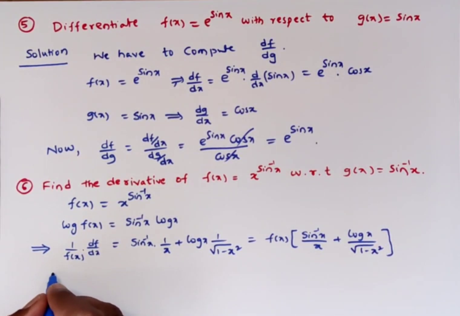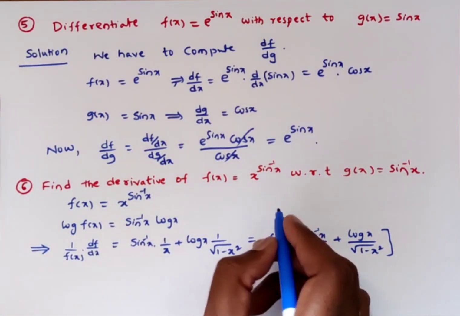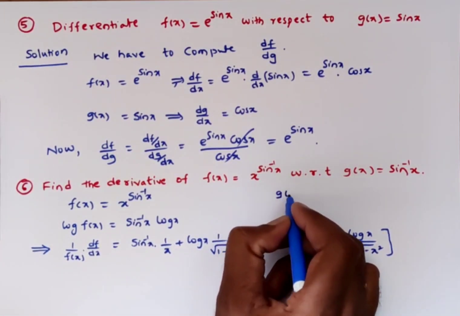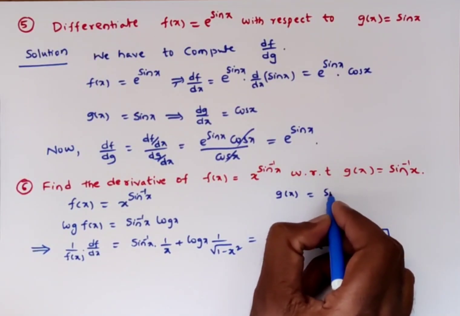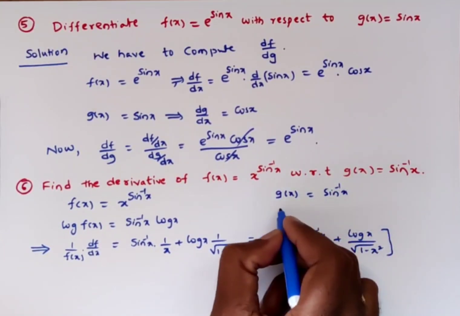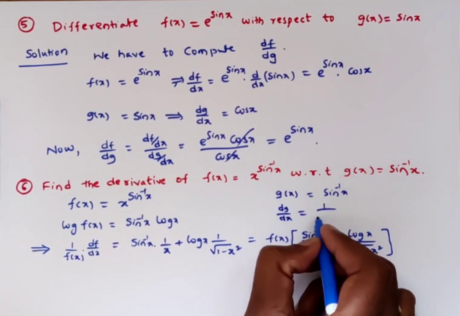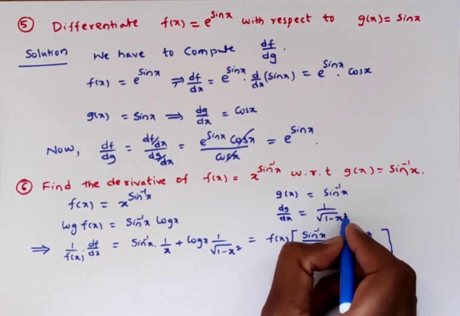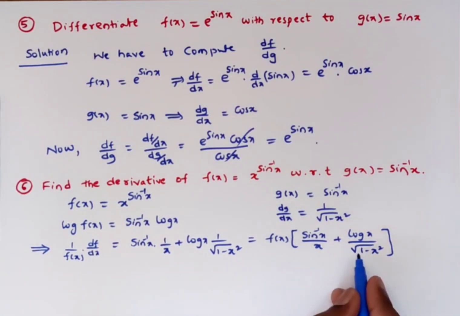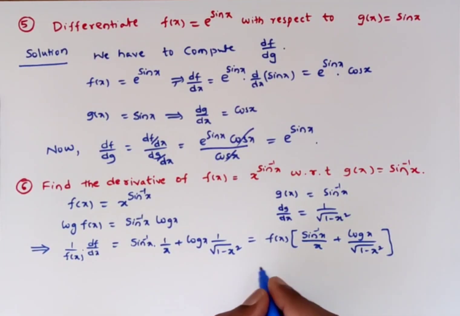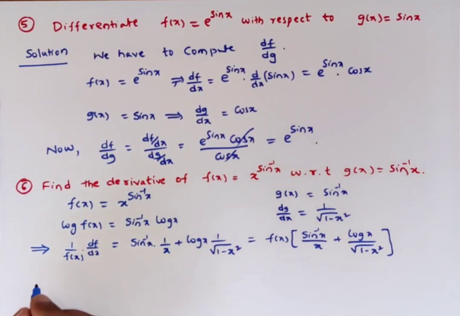And g of x is also given, right? See, here you can write g of x. So what is g of x? g of x is nothing but sin inverse of x. So what is dg by dx? dg by dx is 1 divided by root of 1 minus x square. Okay, now we have df by dx and dg by dx.